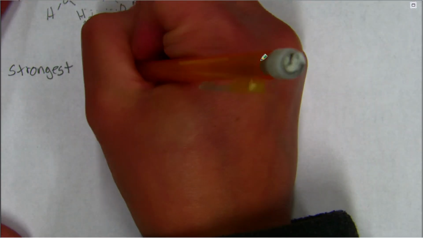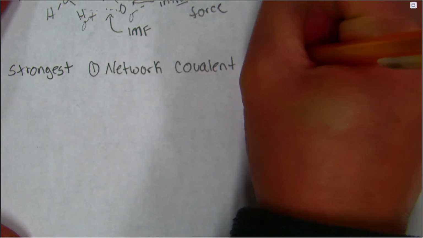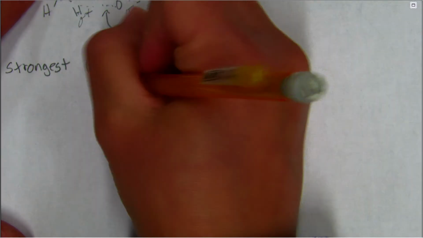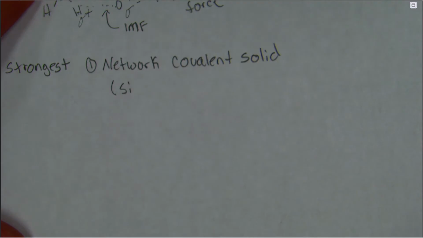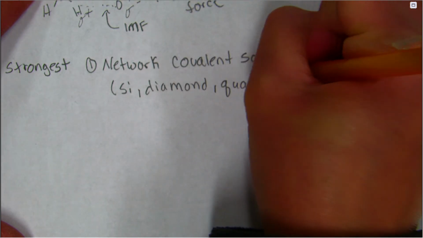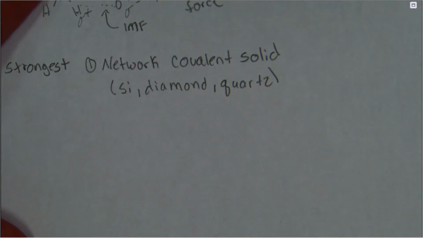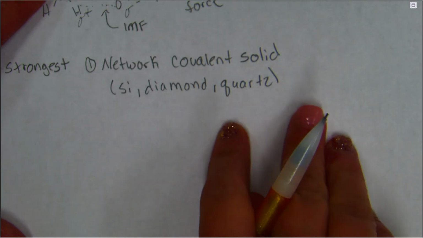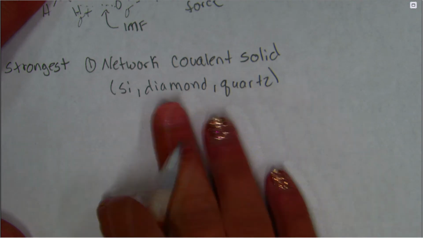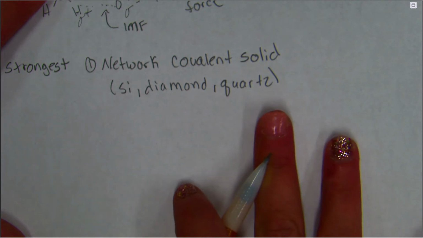So our first one is the network covalent solid. Network covalent solids are things that involve silicon, diamonds, and quartz. These are examples of network covalent solids. Diamond and quartz are both made up of carbon, and the arrangement of carbon is different, giving diamond a different property than quartz.